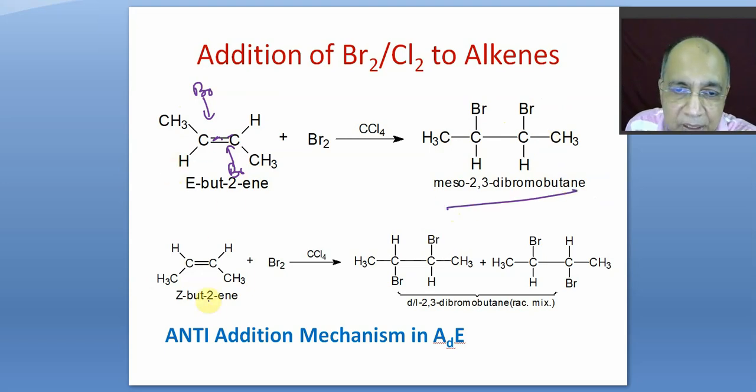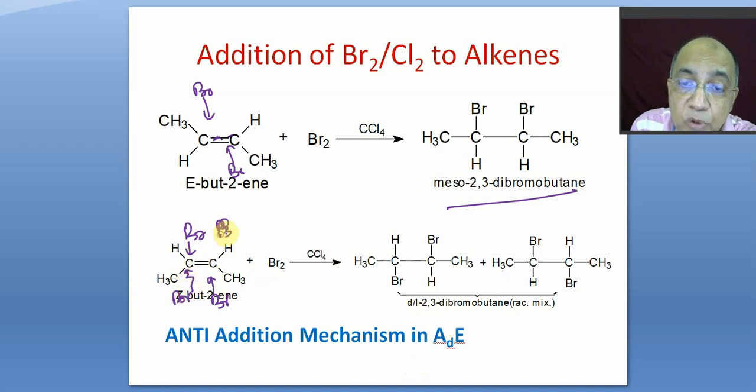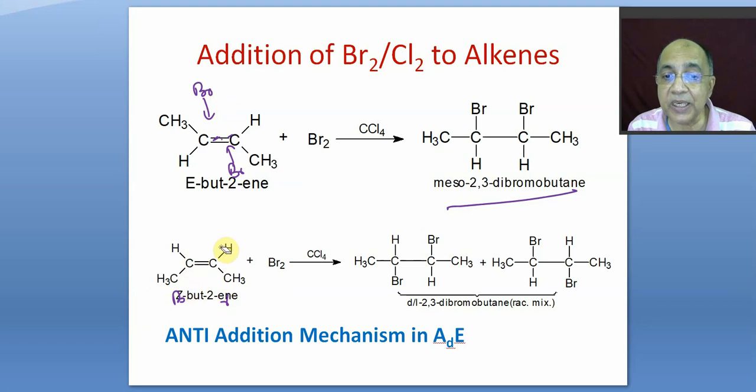But if you take Z-but-2-ene instead of E, you get a DL pair, a racemic mixture. Because if this mode will give you 50% of one enantiomer, the other one, bromine, this bromine below and this bromine up, that will give you another 50%, not exactly identical, but it's mirror image. So the result is 50-50. But don't ask me, since it is 50-50, you cannot call it a stereospecific. This is 50-50, it is a racemic mixture.